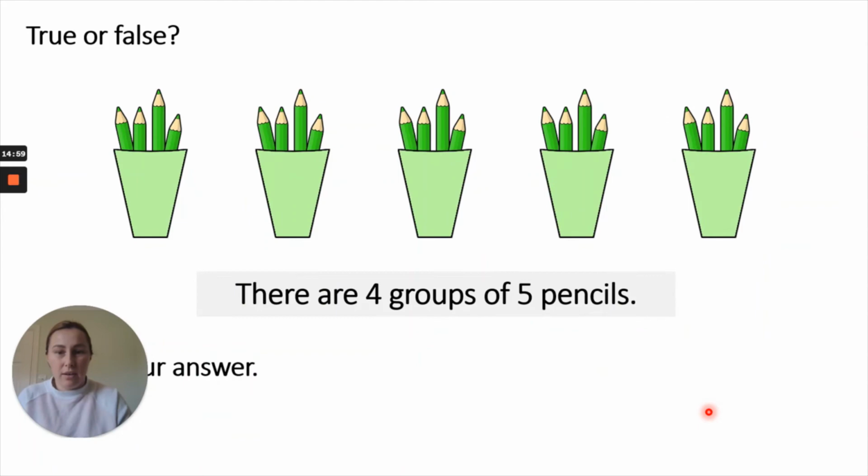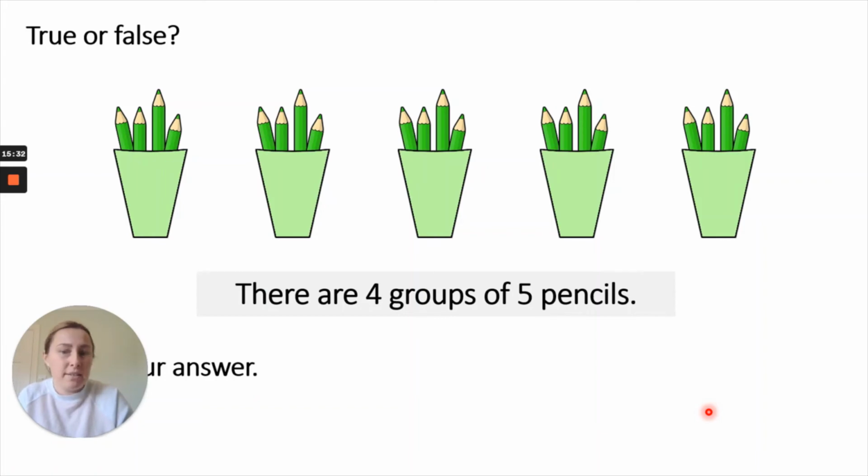So, here's a question. Remember what we have just learned about our sentences and how we count the groups and how we count what's in our groups. Is this sentence true or false? True meaning it is right, and false meaning it's not quite right and someone's telling a fib. True or false? There are 4 groups of 5 pencils.